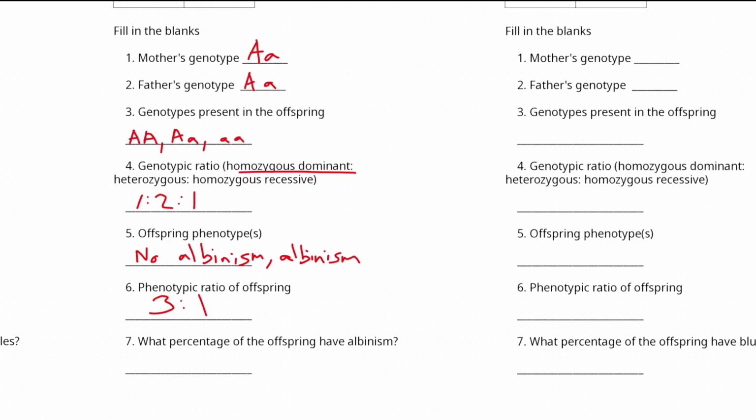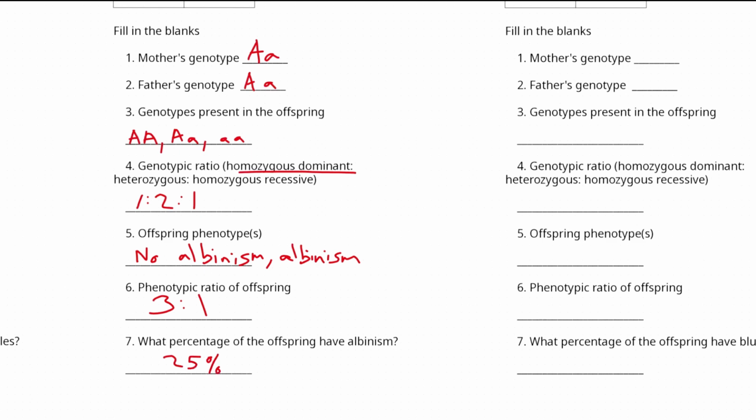What percentage of the offspring have albinism? That would be 1 out of 4 total, which is 25%. How did you do on that question?